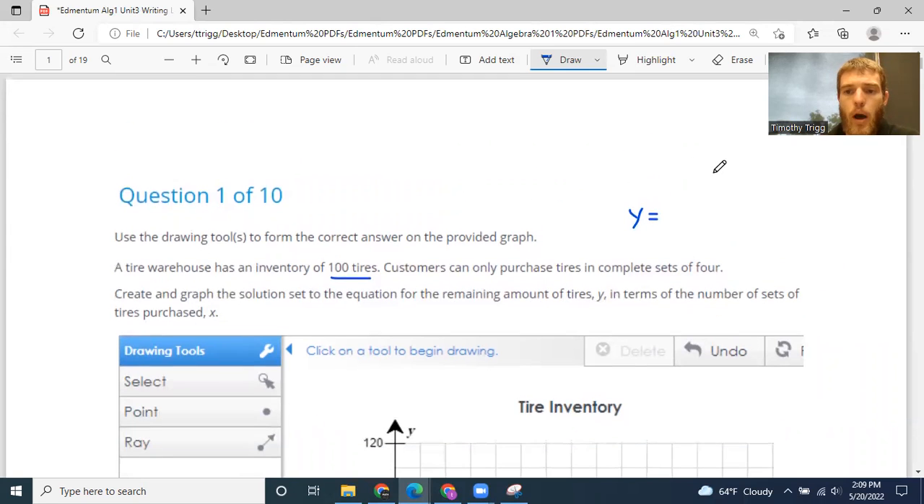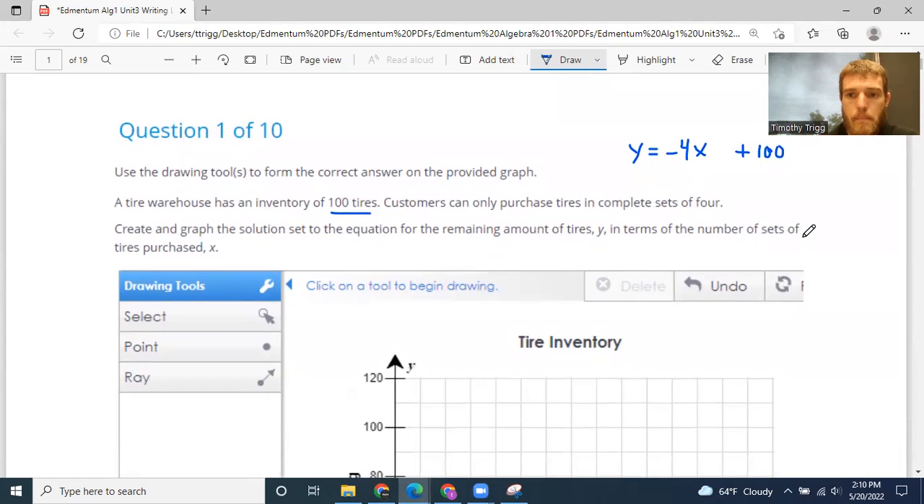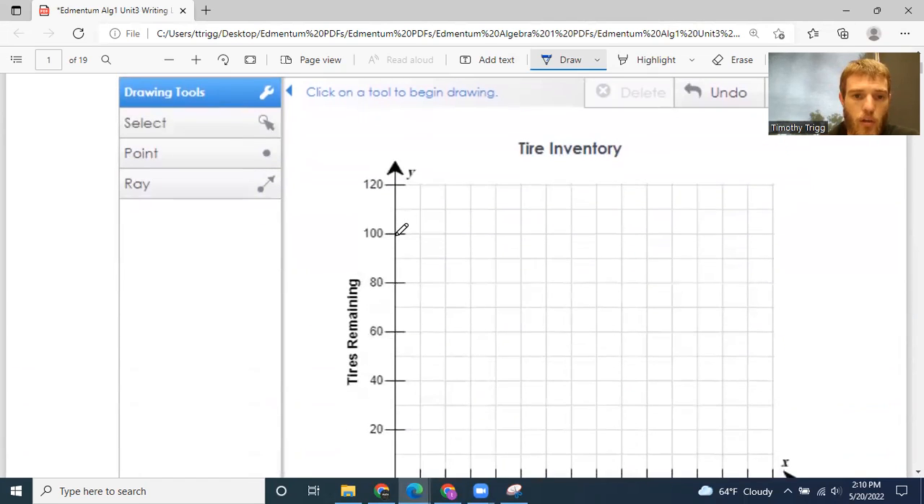So our equation is going to be y equals. Now, the thing we're starting with, so the starting amount of tires, is 100. Okay, because it says start with 100 tires. And now when people come to purchase tires, they're purchasing them 4 at a time. So we're losing 4 tires times the number of customers, x. So we have a y-intercept of 100. So on the y-axis, I'm going to put a point right here at 100.